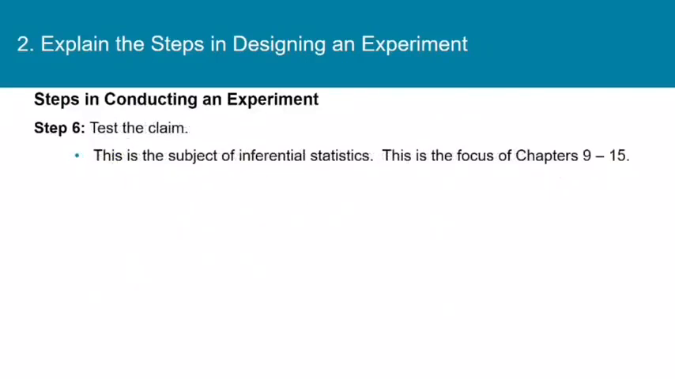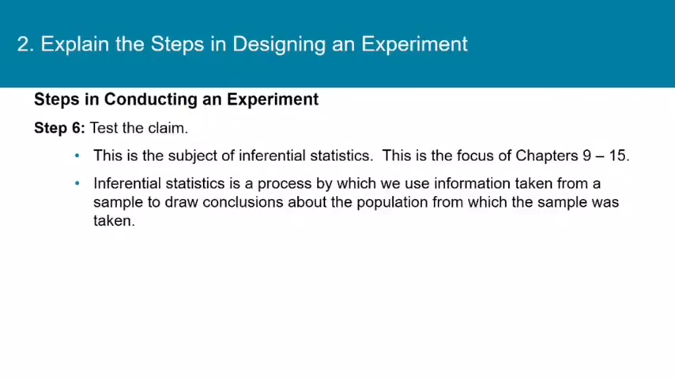This is the subject of inferential statistics, which we'll talk about in the second half of the class. But inferential statistics is a process by which we use information taken from a sample to draw conclusions about the population from which the sample was taken. And we've talked about this several times. This is the goal of statistics. We want to be able to use information that we get from a sample to draw some kind of conclusion about the population, something that we cannot measure directly.